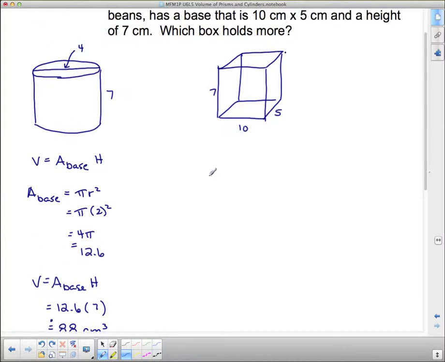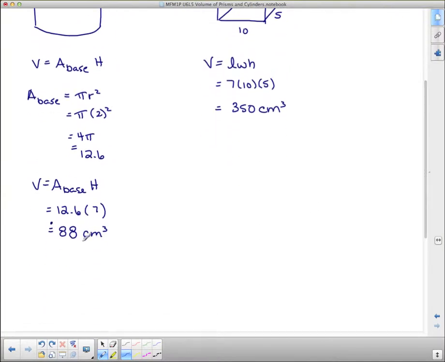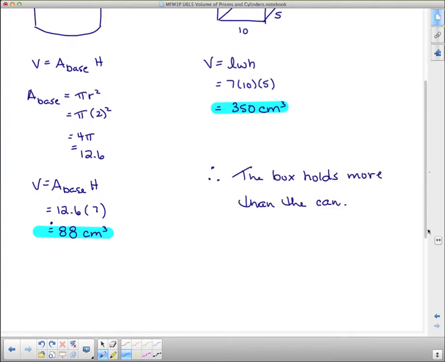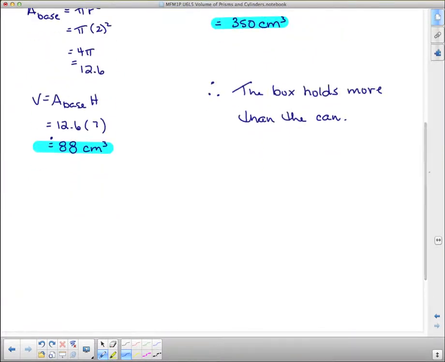Now the box is easier to find because the area of the base is length times width, and then we multiply it by the height. So you should remember that volume of a box is length, width, height. We just have to multiply those three things together. So 7 times 10 times 5, and 7 times 10 times 5 is 350 centimeters cubed. So obviously, when I take the comparison here, the box holds more than the can. So we can say, therefore, the box holds more than the can. And that brings us to the end of this lesson.